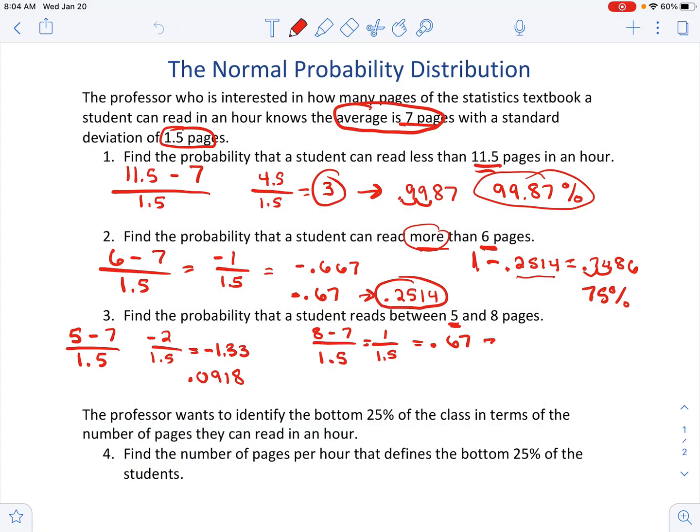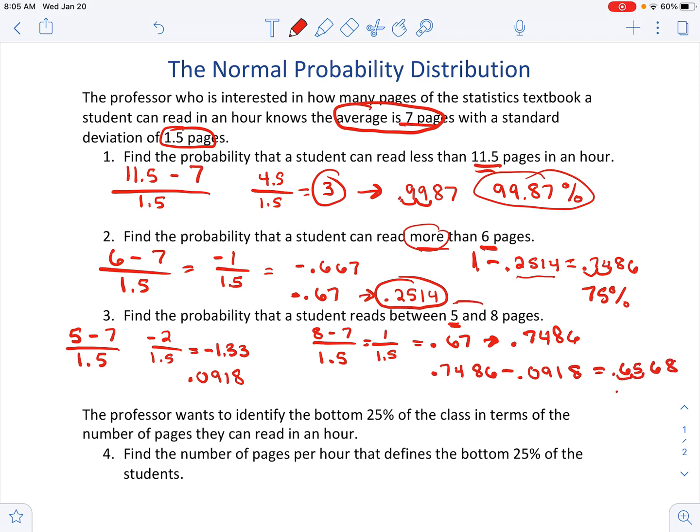Again, this is the decimal that goes with it, 0.7486. And now, since it asks what's the value between these two values, we subtract 0.7486 minus 0.0918. And what we get is 0.6568.